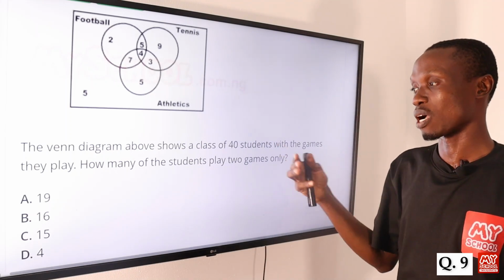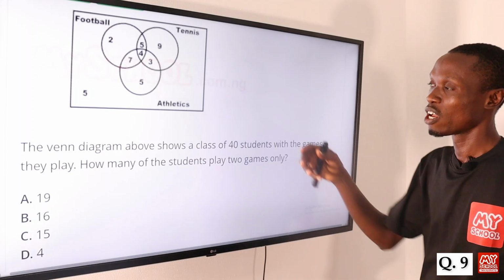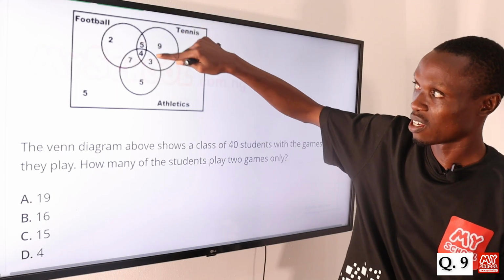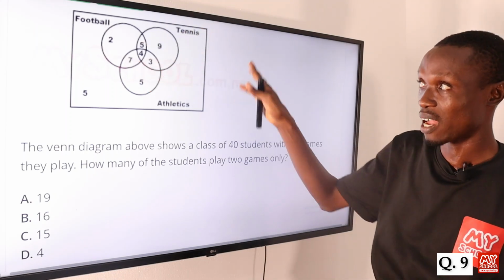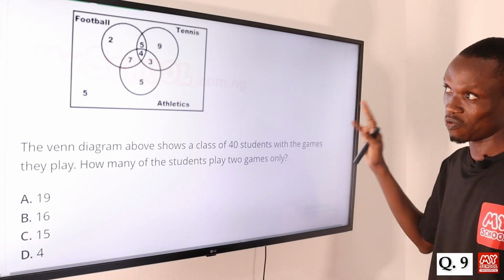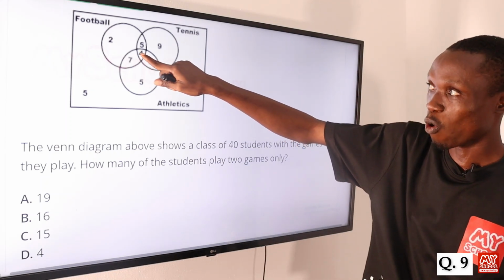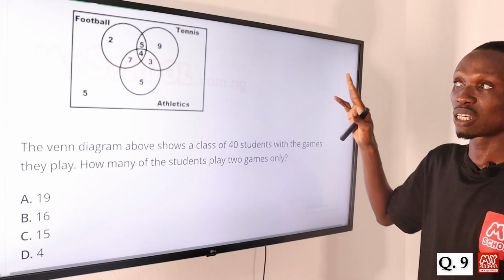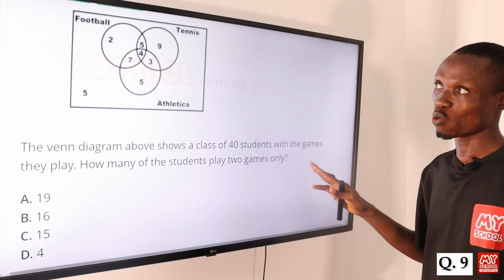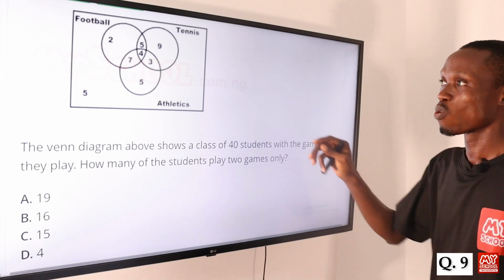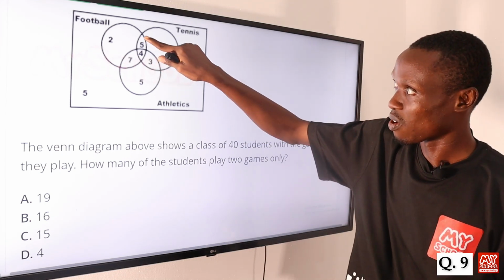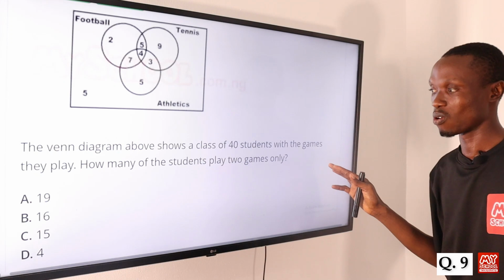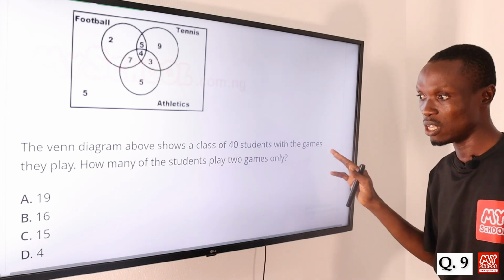Okay, so in this question we are asked to calculate how many of the students played 2 games only. These regions here represent the students that played 2 games only. So here we have 5, here we have 3, and here we have 7. If we add them together, that will be equal to 15. Now we are not to include this 4, because this region here connects the 3 circles, which is the number of persons that played all 3 games. But in this question we are asked for those that played 2 games only, which represent these regions you are seeing here, 3, 5, and 7. If we add them together, that will be equal to 15. So the number of students that played 2 games only is 15.